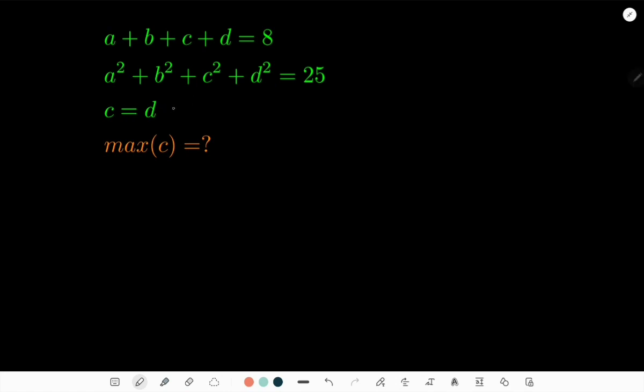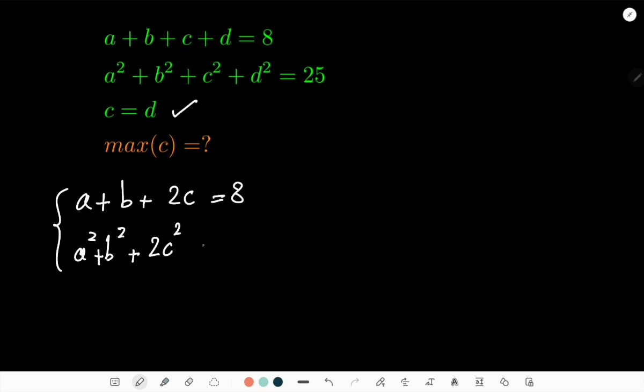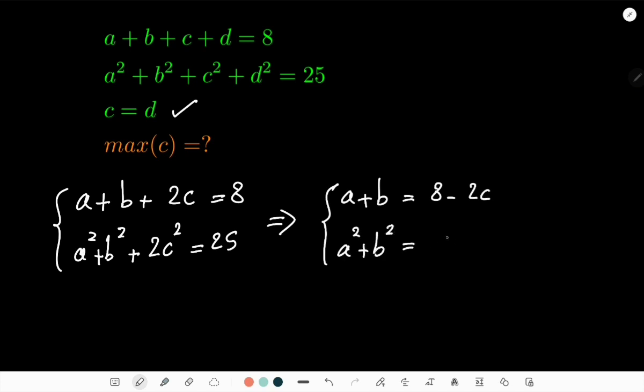Actually, I start from the last one and I replace D with C in the other two equations, and let's see what we get. So we have A plus B plus 2c, just replace d with c, equals 8. And then here we have a squared plus b squared plus 2c squared equals 25. And this gives me the following two equalities. A plus b equals 8 minus 2c, and a squared plus b squared gives me 25 minus 2c squared.